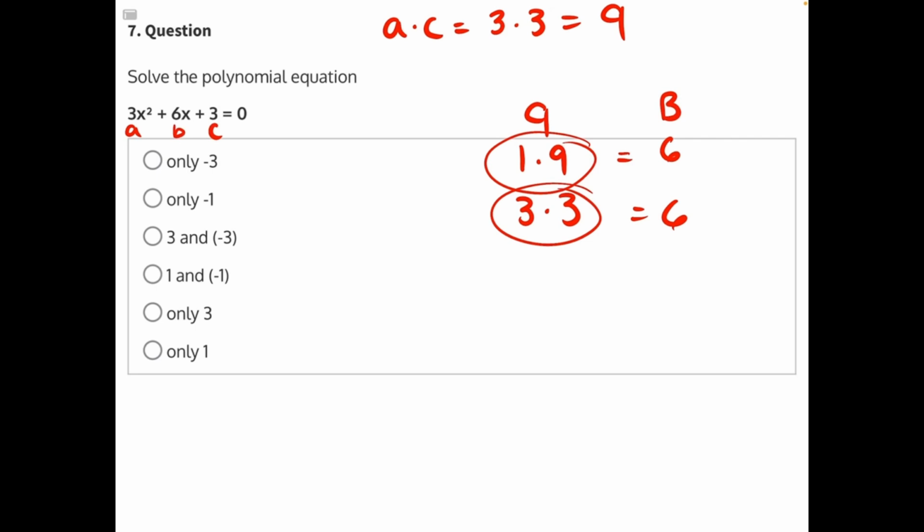1 plus 9 and 1 minus 9 both would not give us 6, so we can't use these. 3 minus 3 would not give us 6, but 3 plus 3 could give us 6. So this is the pair of factors we want to use.